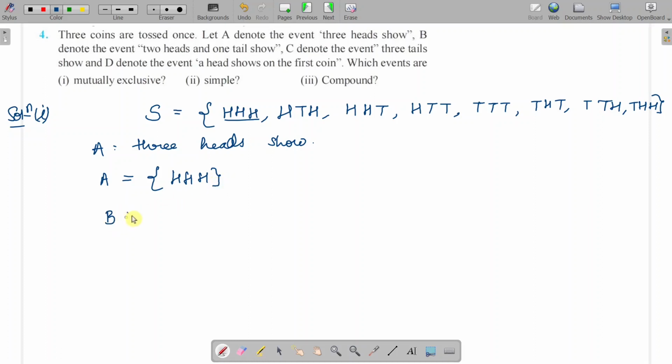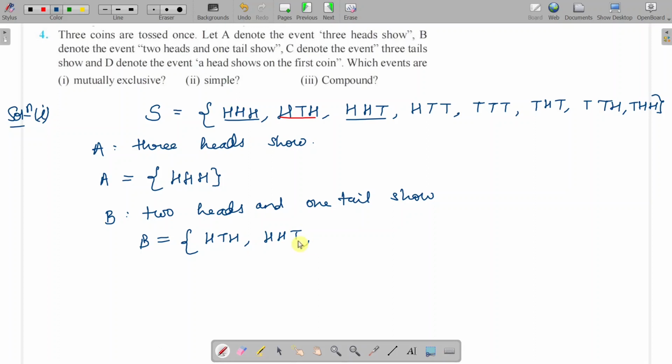Then B, let us look at B: 2 heads and 1 tail show, okay. So B will be equal to what? 2 heads we have to take and 1 tail. So this sample point will be there, right? Head, tail, head, then this head, head, tail, okay. Then this tail, head, head, right? This is the set B.